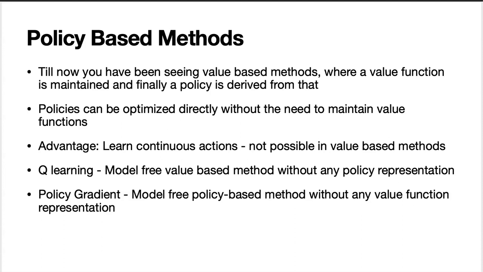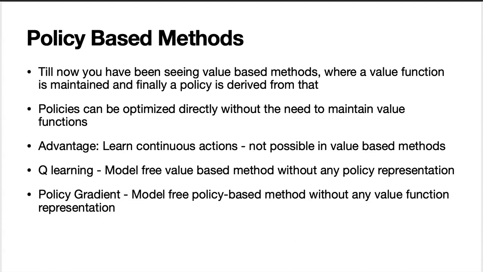For example, in the Q learning algorithm, we had this estimate of the Q function, which included the state and the action. Now, if we have to maintain a Q value for every action of each state, then if we have continuous actions, this representation goes exponentially large. But if we do not need to maintain any estimate of the value, then we can do continuous actions. We can model continuous actions too in reinforcement learning.